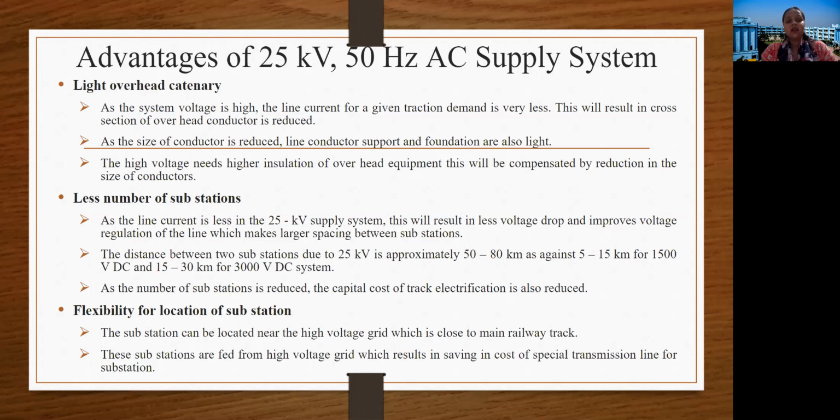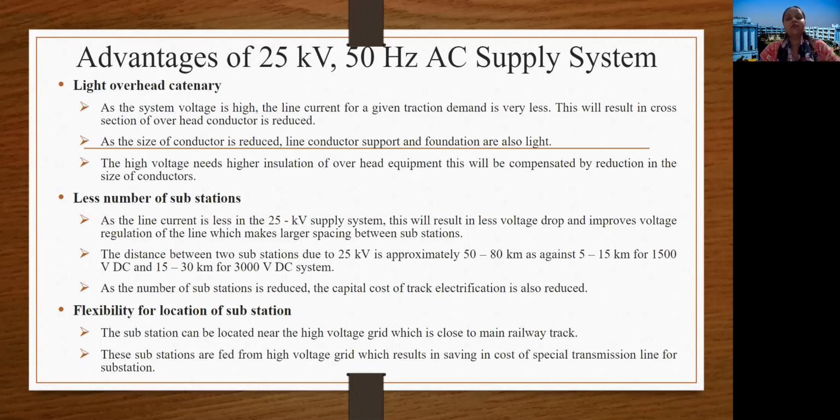What are these? First is due to the use of very high voltage, current is very much lower, and the lesser amount of current will lower the requirement of conductor, the requirement of cross section of conductor.